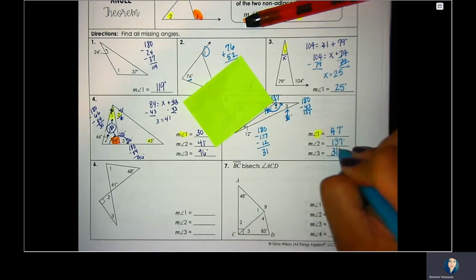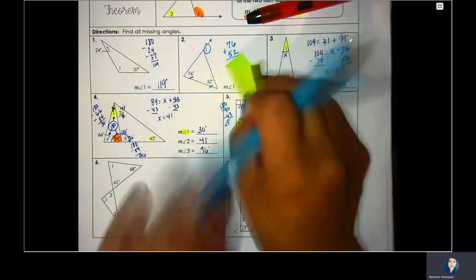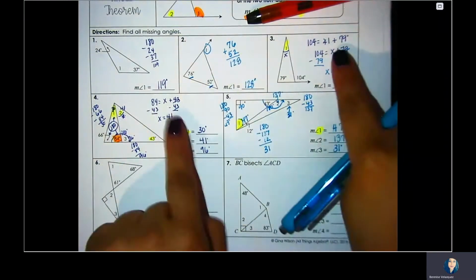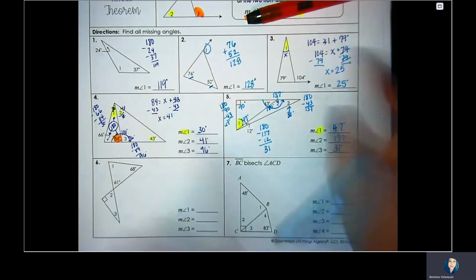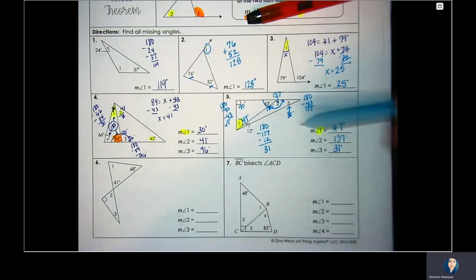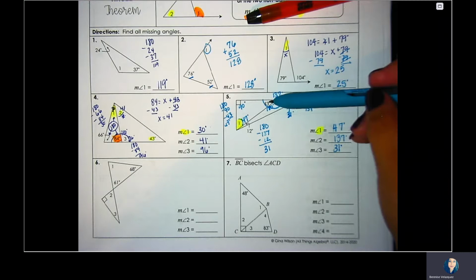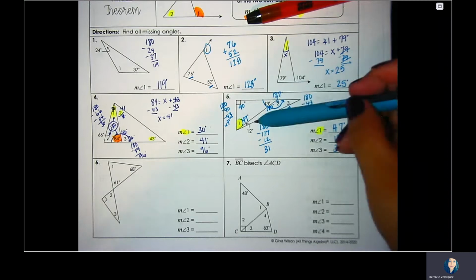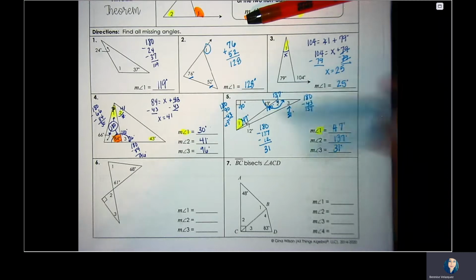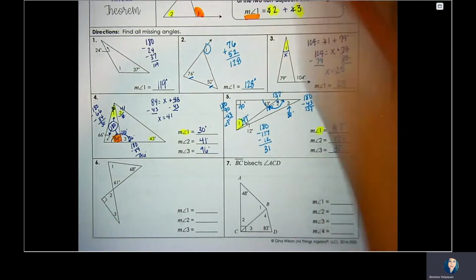Now, is this the only way to have gotten 31? No. We could have done it the way we did it here, set up a problem with x. I'll say it out loud, but I won't actually do it. To get angle 3, you could use the 43. So you would say 12 plus x is equal to 43, and that would still get you the 31. Okay, we'll move on to number 6 now.